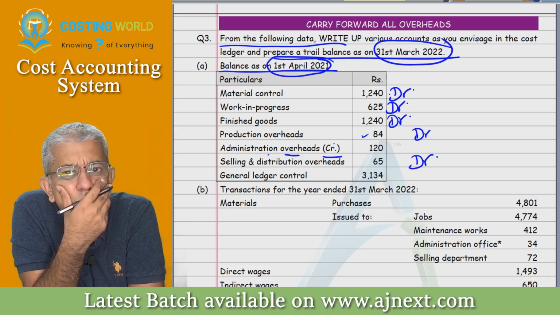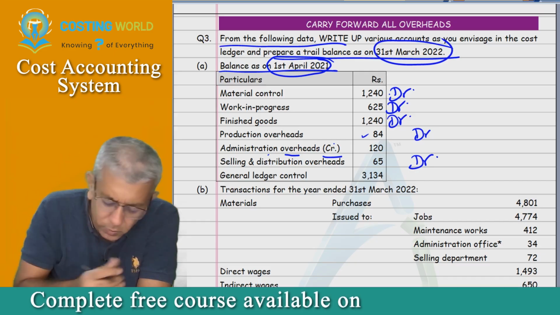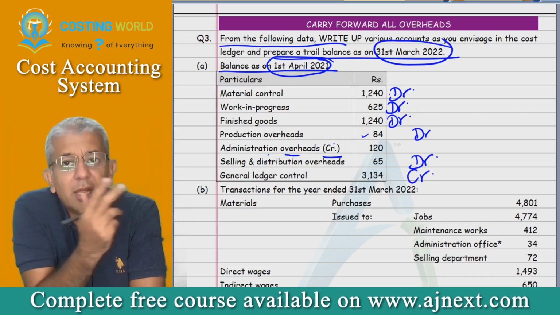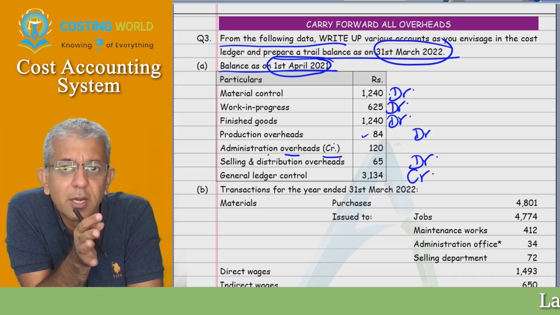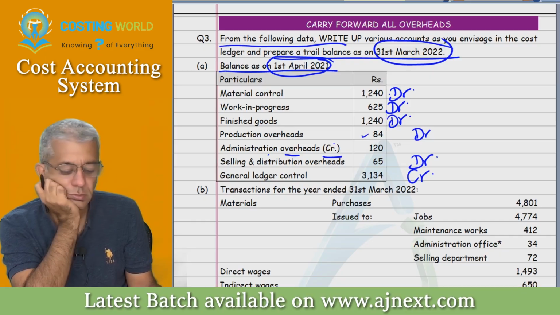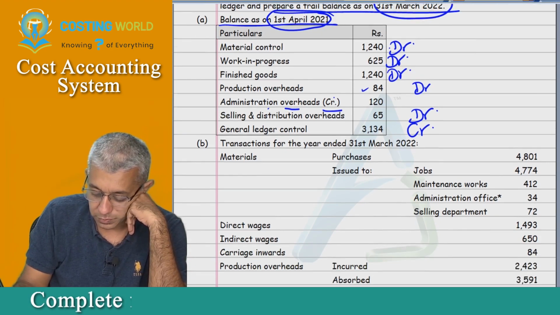Yes. Correct, no? And the last thing, general ledger control account, can we say your GLA account will always have a credit balance? Yes, sir. So there are two credits and rest all are debits. Just take your calci and tally the trial balance. Does it tally or not? Yes, sir. Tallies. Okay, listen.